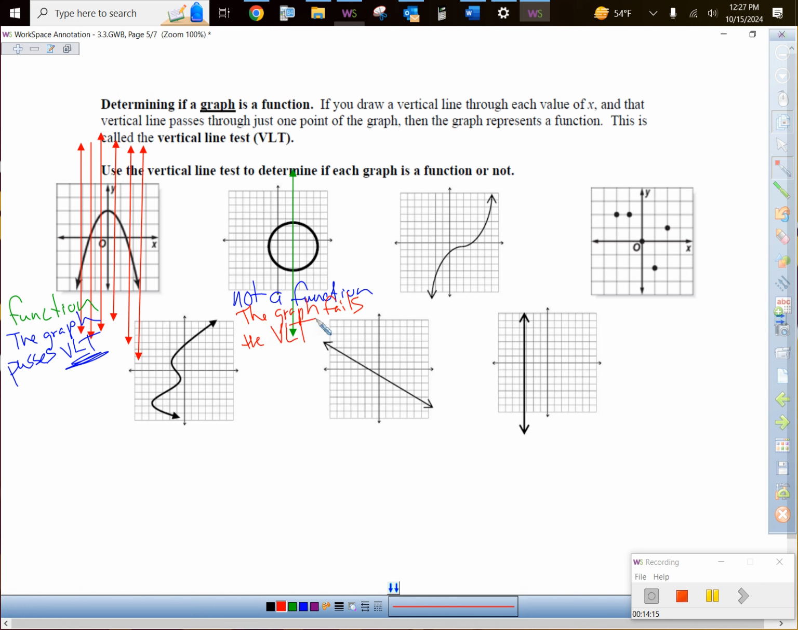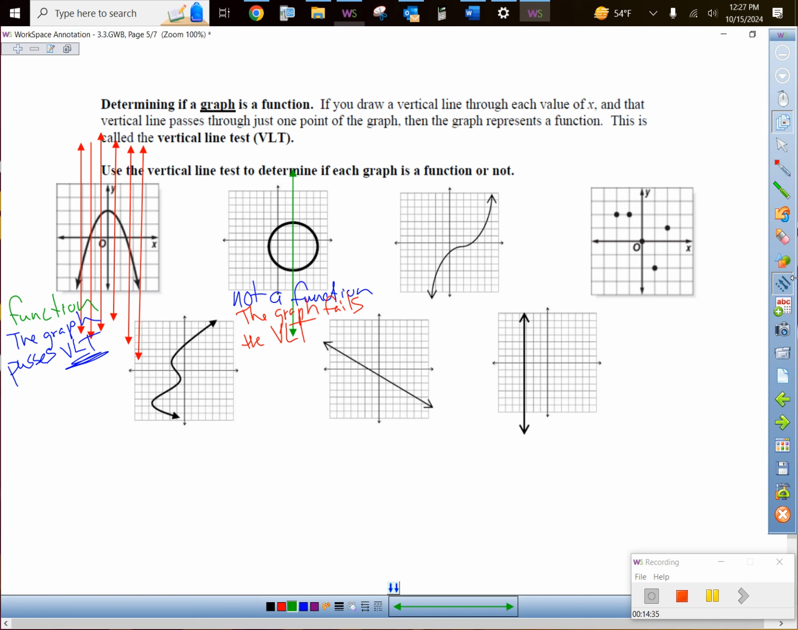Cool? Do you understand what I would like you to write? I don't think we need to write it all the rest of the 5 times. Do you understand what I'm looking for you to write? The graph passes the vertical line test or the graph fails the vertical line test. On quizzes and tests, you'll have to write it out every time, though. Does that make sense?